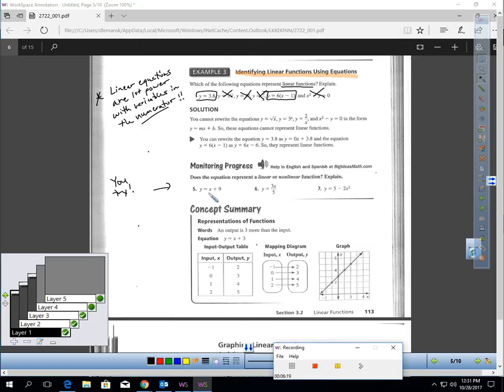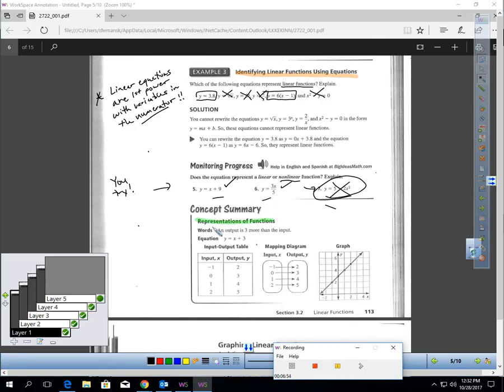Here, both my variables are in the numerator. They're both first power. That's definitely a function. Here, both variables first power. This is numerator. Definitely a linear function. Here, you notice second power. That's not linear. That would be nonlinear. Okay? This is going to give me a curved graph. These two will give me straight line graphs.